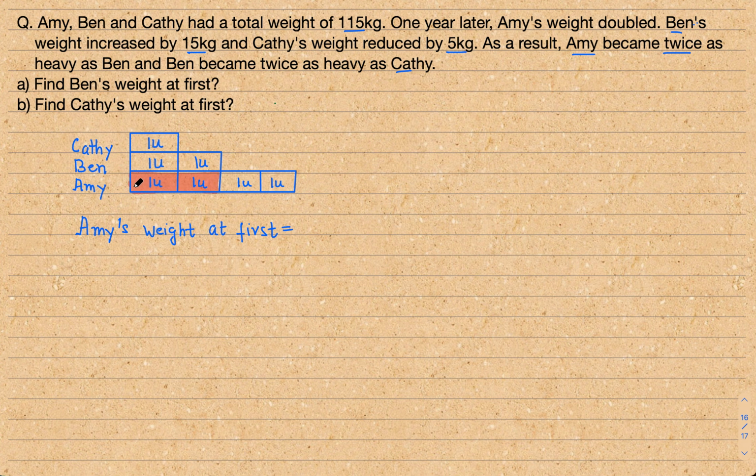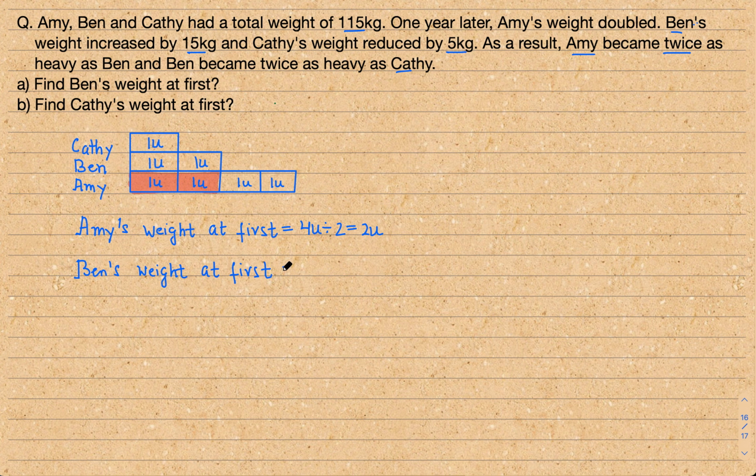So at first she must be half of 4 units, which is 2 units, right? So we can write here 4 units divided by 2, you'll get 2 units. Okay, now how about Ben? What was Ben's weight at first? Any guesses? Just read the question, how his weight changed over 1 year.